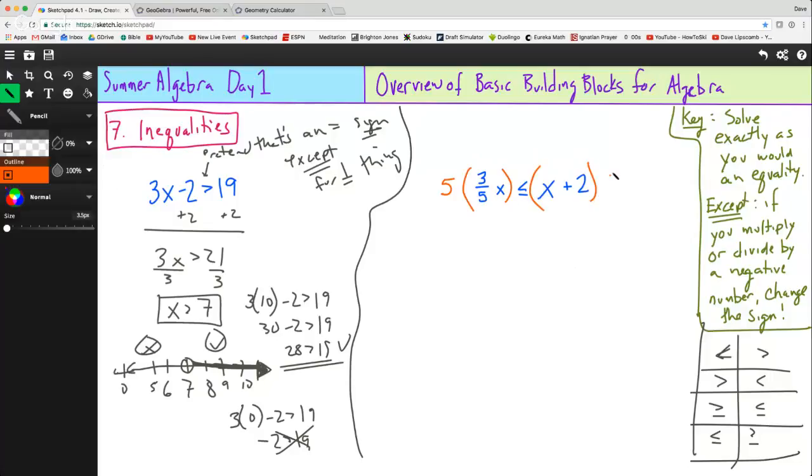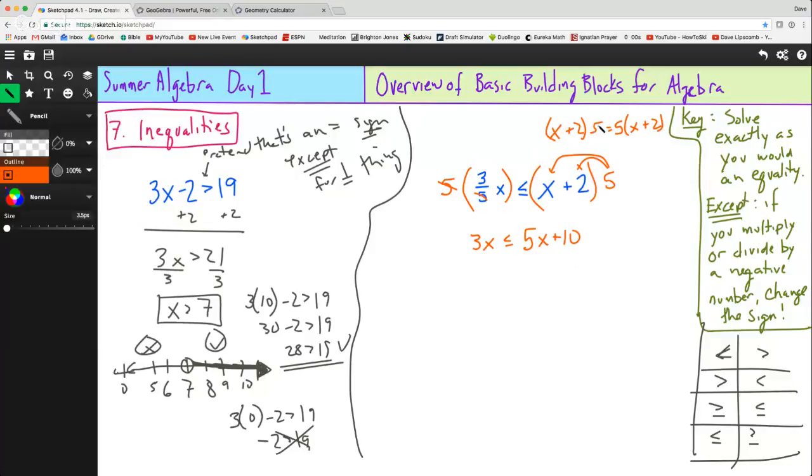Because I can multiply both sides by 5. 5 times 3/5 is 3x, which is less than or equal to 5x plus 10, by distribution. How can I do that? This backwards distribution? Well, x plus 2 times 5 is equal to 5 times x plus 2, right?